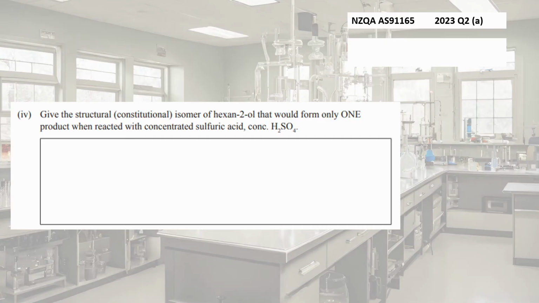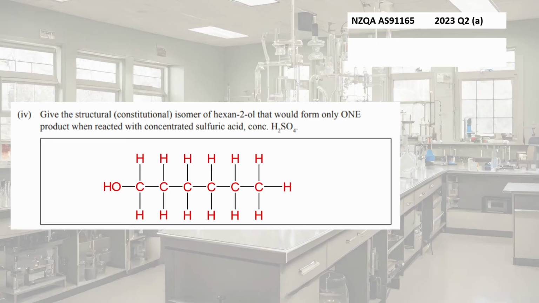However, if you want to only get one product, you have to have the OH attached to an end carbon, or to be a primary alcohol. This is one of the isomers of hexan-2-ol that would produce only one product, because it would remove the OH from the carbon and the hydrogen from an adjacent carbon when it undergoes the elimination reaction, and there is only one carbon that's attached to the carbon with the OH, so there will only be one product.